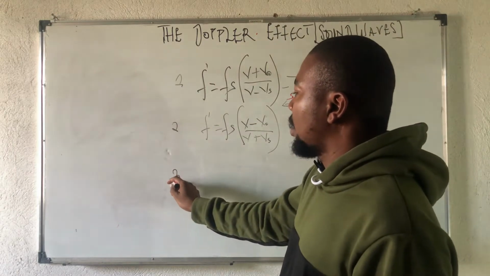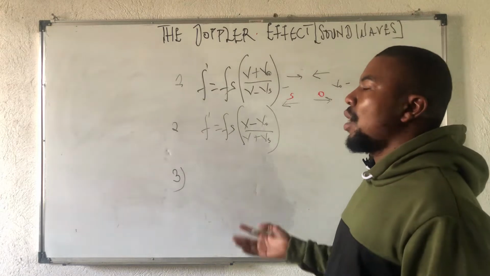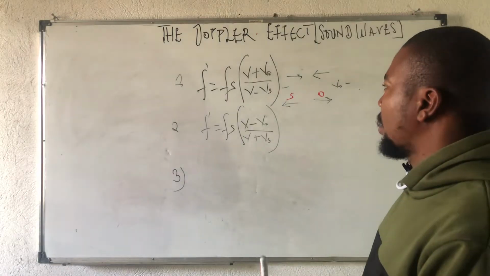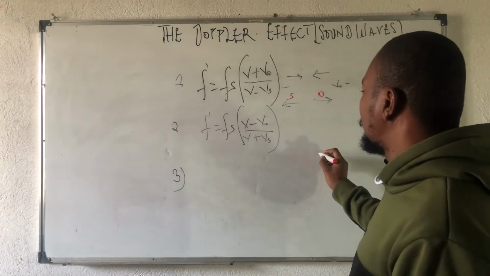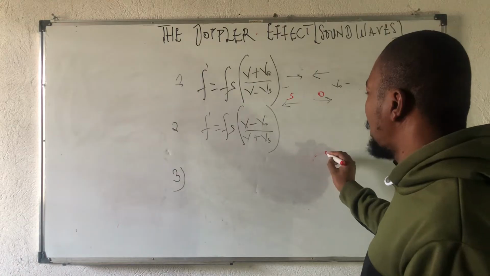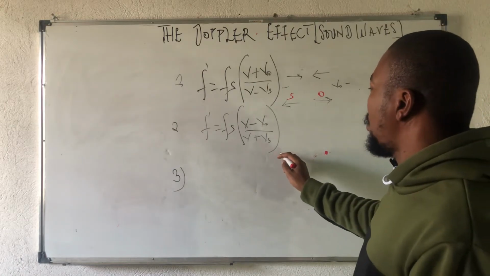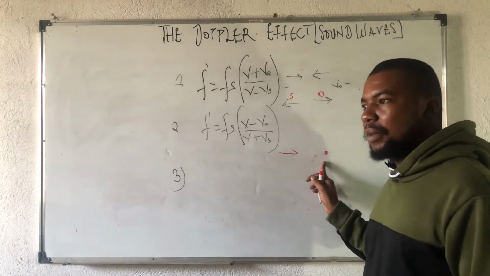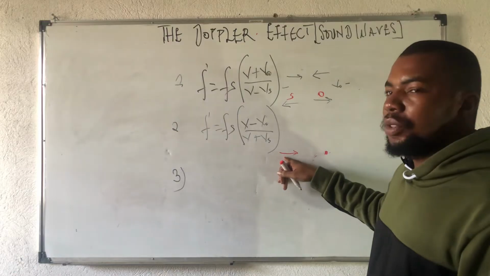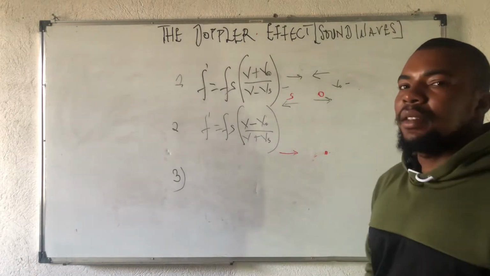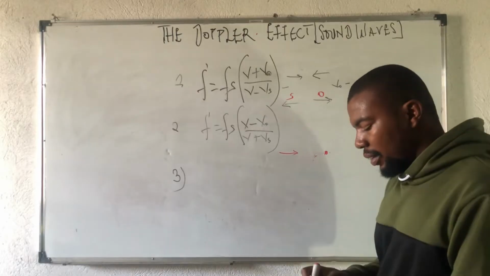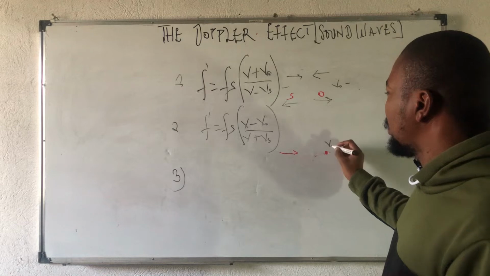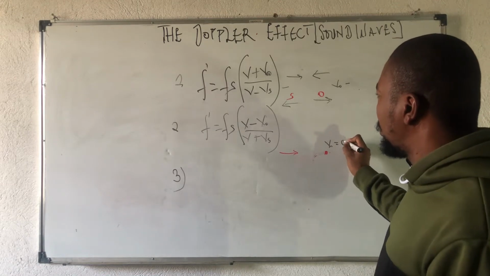So let's talk about case 3. For our case 3, this is a situation whereby the observer is stationary, standing at a place, right, while the source moves towards it. The observer stands at a place while the source moves towards it. In this case, what do we say? The velocity of the observer is going to be 0.